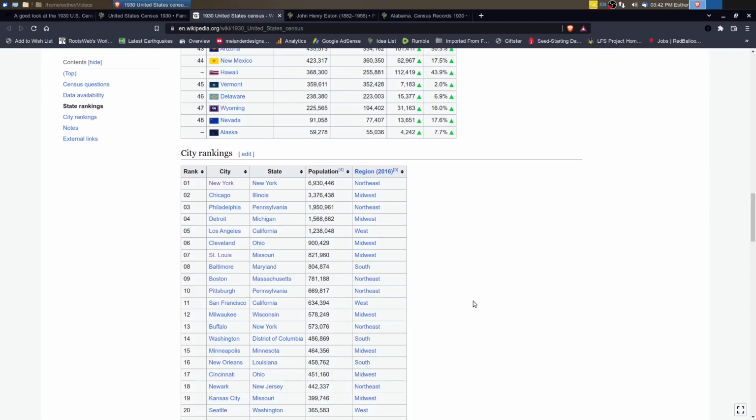The most populous city was New York City again at almost 7 million people, followed by Chicago and Philadelphia, Detroit, and Los Angeles, who are all over 1 million people. So those are even some of our biggest cities today.